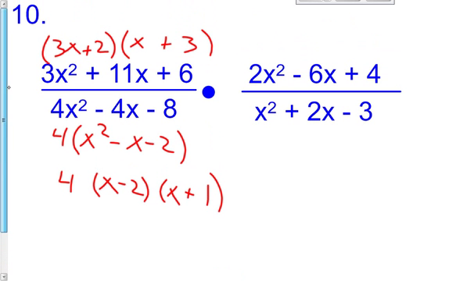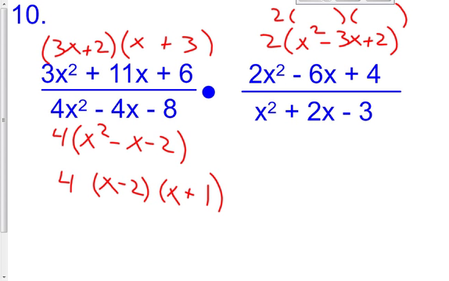Same thing with the top right. Hopefully you saw that you could take out a GCF of 2. So you're left with x squared minus 3x plus 2. And now once you've taken out that GCF, you're left with 2 times x minus 2 times x minus 1. And then in the bottom right, you have x plus 3 times x minus 1.